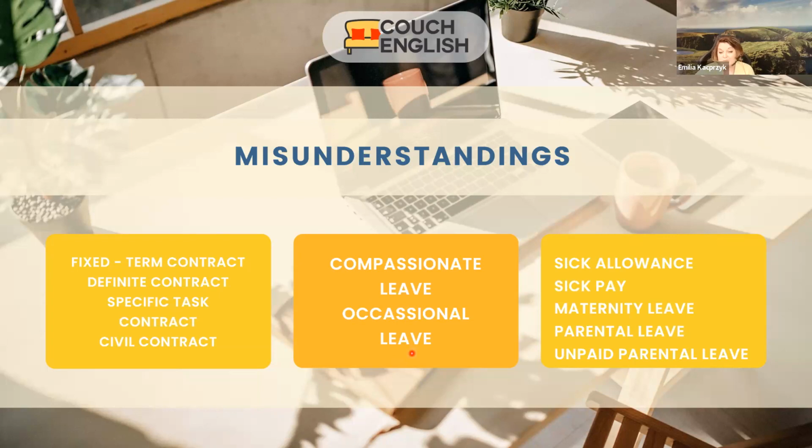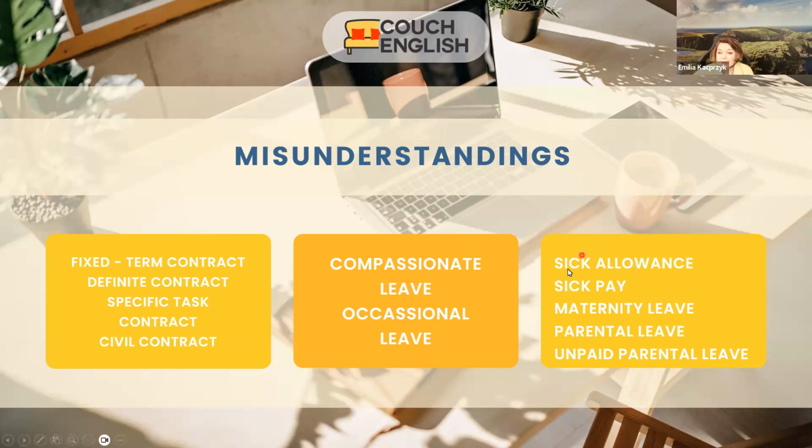So, for example, if somebody is going to take 3 days for, unfortunately, a funeral, or fortunately for a wedding, then we are talking about occasional leave, not compassionate leave, and we have to explain it to our foreign peers.